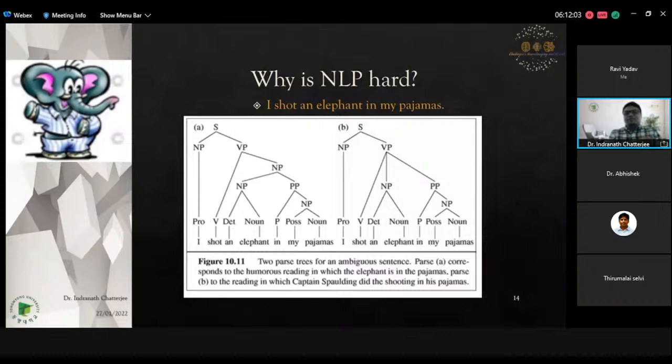But for the computer, it is really confusing, because for a computer, the elephant can be an animal, or the elephant can be any person whose name is elephant, who is wearing a pajama, or the person, that is I, is wearing the pajama and shooting the elephant. So in this way, it is really very hard when we deal with NLP from the core level in the computer. For this, we do the parsing tree, which I'll come to in later slides. It is not possible to cover every part of NLP and its core technology in a one hour lecture, but I'll try to touch every sort of technology and explain how we work with NLP.